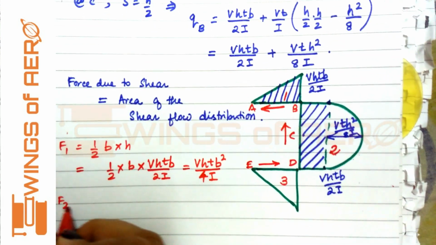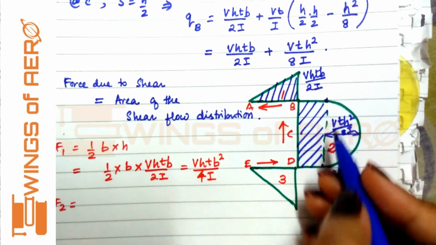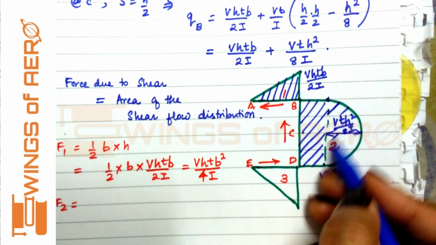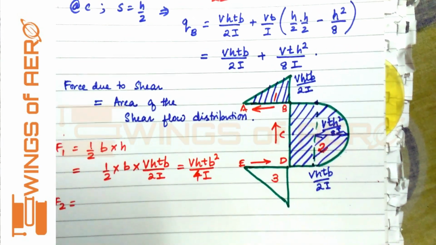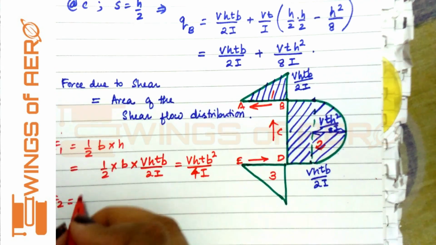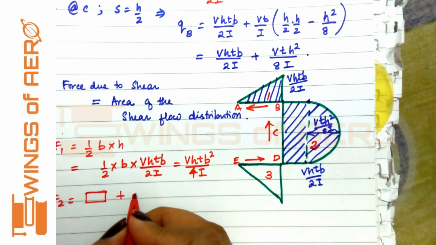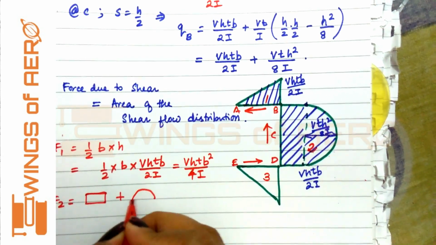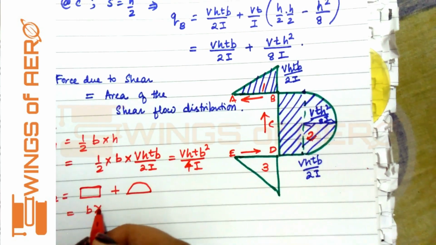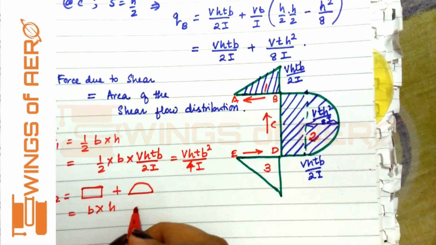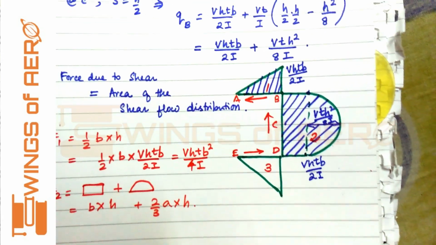Now next comes F2. See, in the F2 region, these shaded regions, this full area, are all our F2. Now to find F2, we have one rectangle plus one parabola. So what is the formula for that? B into H plus 2 by 3 A into H.